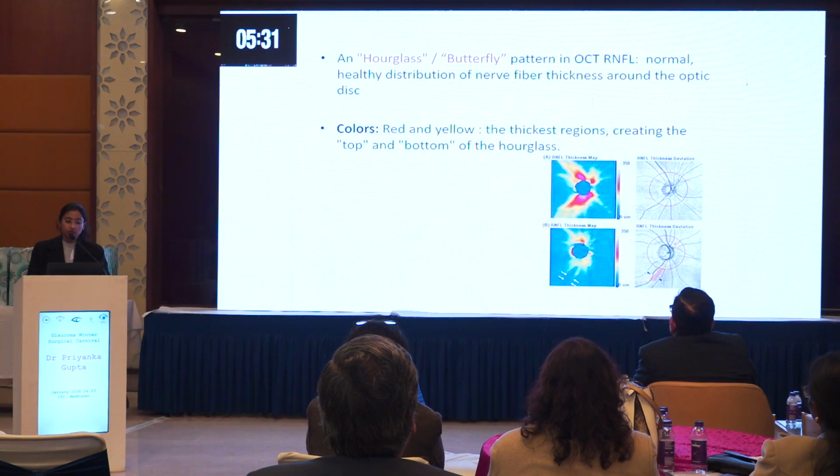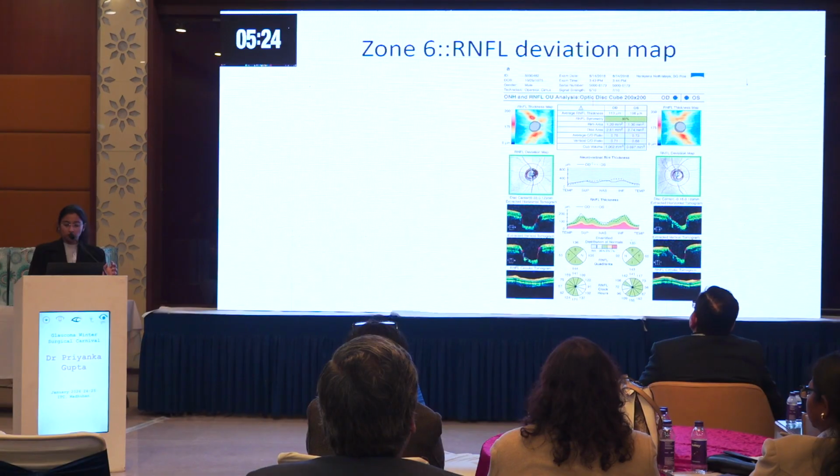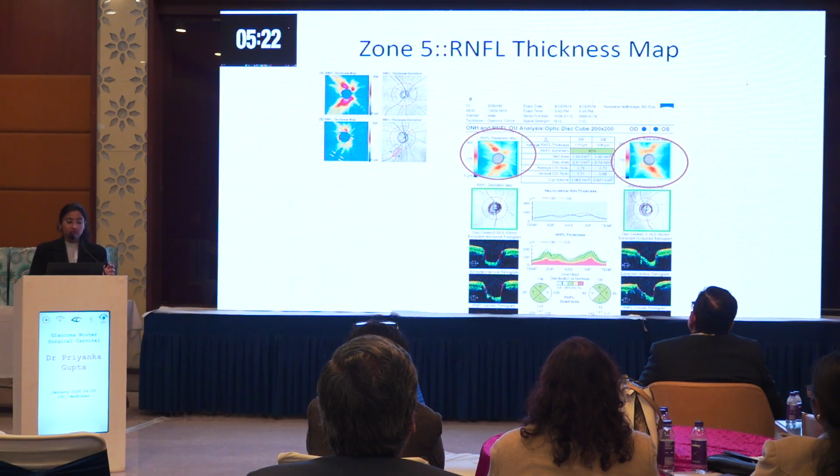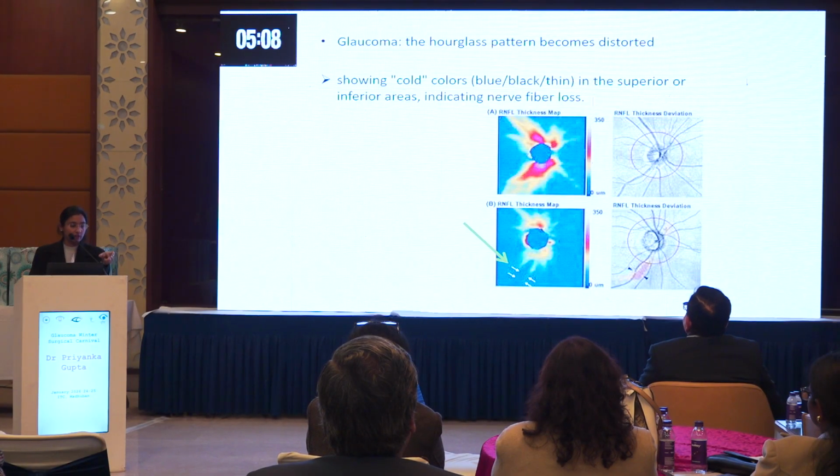Then next is your zone 5. Now this is in the shape of a butterfly or an hourglass appearance, because we know superior and inferior RNFL are thicker than the nasal and temporal RNFL, and they are flagged with red and yellow colors, which are normal thickness. Any deviation of this hourglass pattern can be picked up and marked with cold colors like blue.